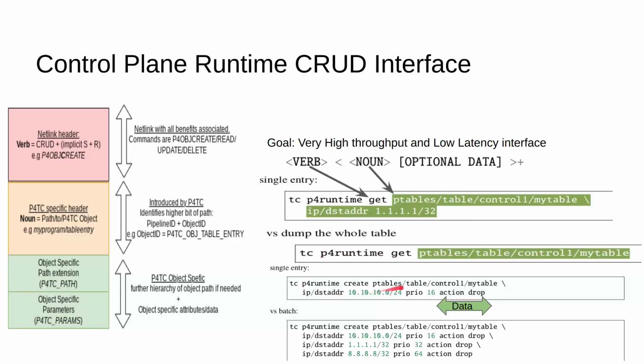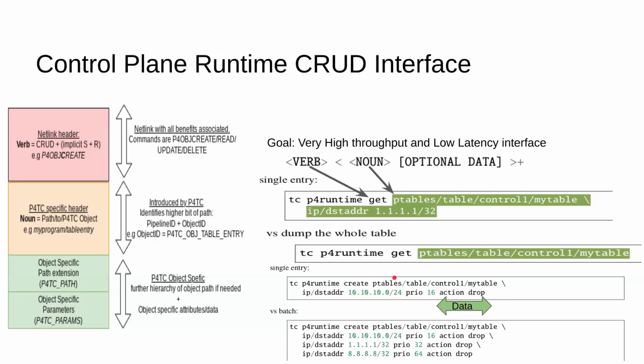I could create a single entry. This is where you're seeing data for the first time. I've specified the create command, the path to the object, which is going to be a key of that sort. This is just for human readability. What goes on the wire is a binary representation of that. Then a priority, given this is some sort of pseudo LPM or ternary. And the data is saying, if you match this at priority 16, then I want it to drop.